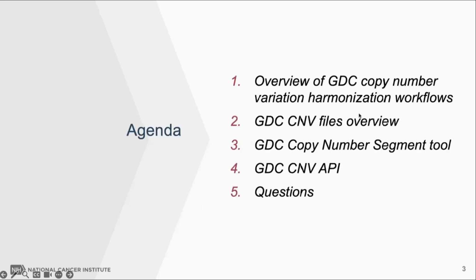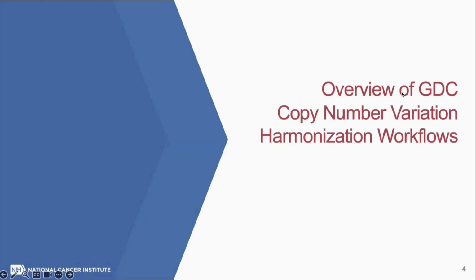So just to go over the different sections we're going to talk about, we're first going to go over the harmonization workflows and the files. That'll be Zhenyu and I. That'll be followed by a demo of the GDC copy number segment tool. After that, we will be doing a demo of the GDC CNV API. And after that, we'll address any questions you have. So that being said, I will pass it over to Zhenyu, who will start in this section.